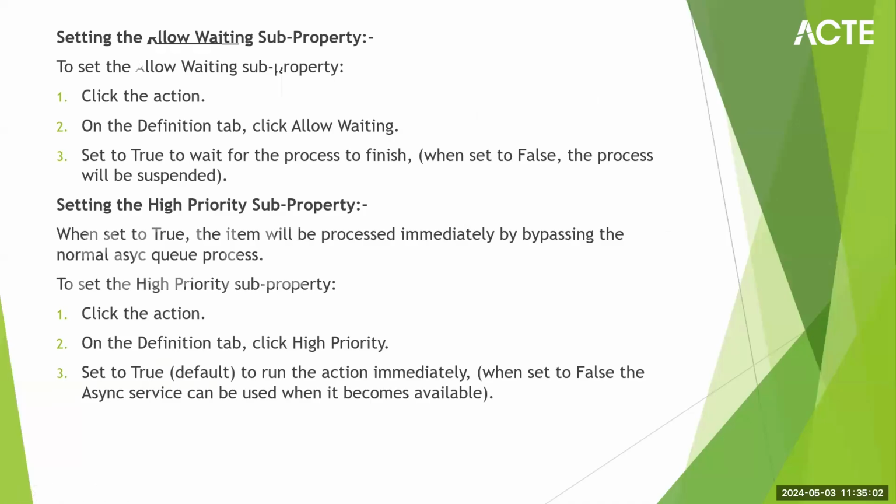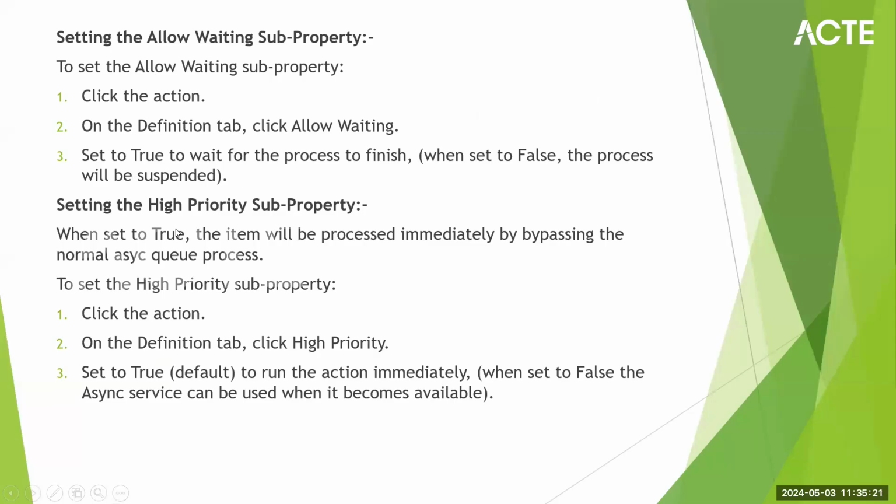Setting the allow waiting sub property. Waiting means holding on for like 10 seconds or 20 seconds as per the user requirement. How do you do that? Go to the action definition tab and click on allow waiting and set it to true. If it is false, it will not be executed.